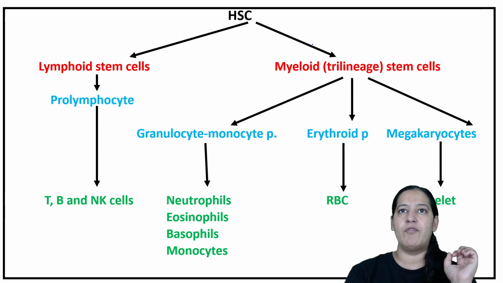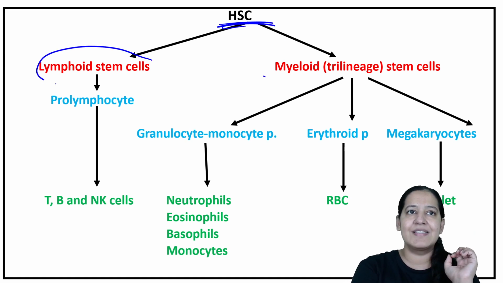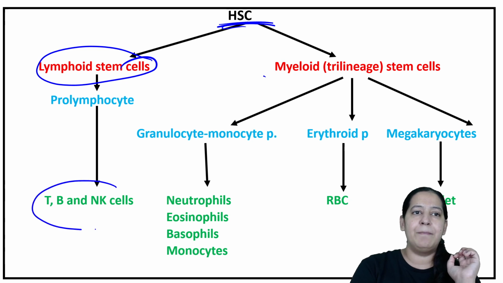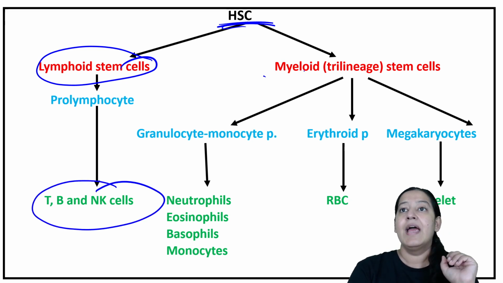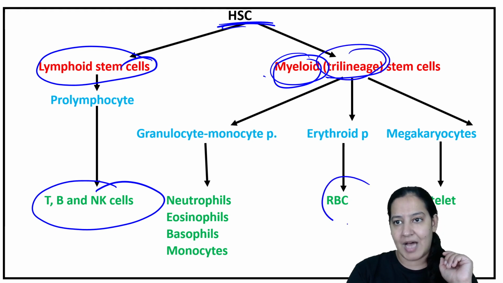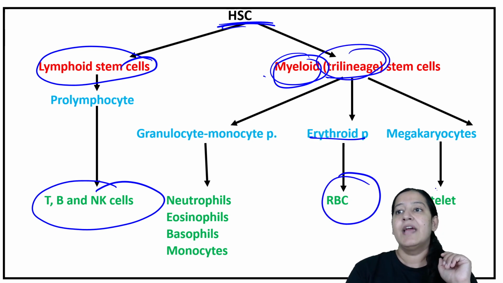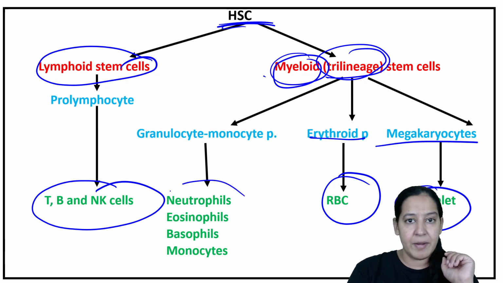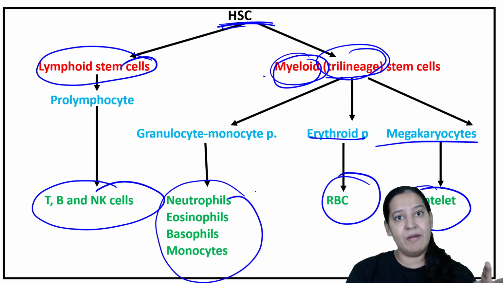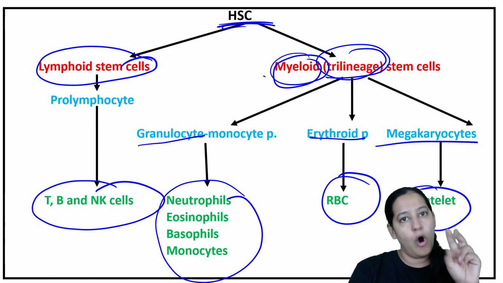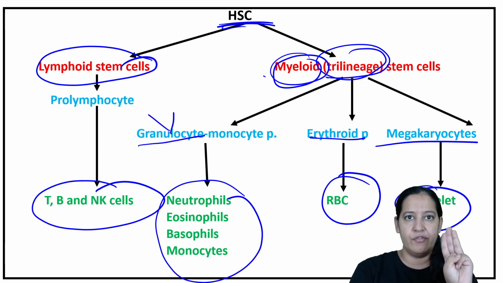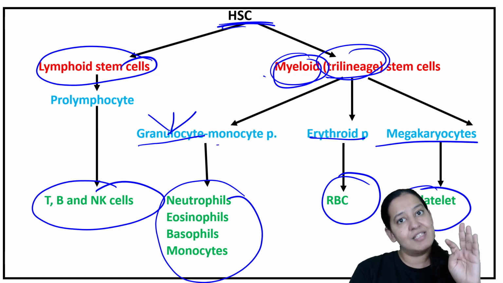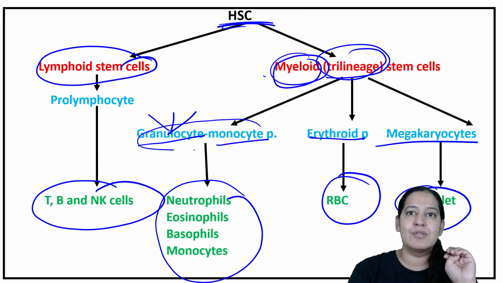So this is the summary till now what I have taught you. So hematopoietic stem cell, 2 stem cells are formed. Lymphoid stem cell which gives rise to T and B lymphocytes and natural killer cells. And myeloid stem cells which are known as trilineage stem cells. It forms RBCs in erythroid series. It forms platelets in megakaryocyte series and it forms the remaining 4 types of WBC except lymphocytes. That is granulocytes, all 3 granulocytes, neutrophil, eosinophil, basophil. And from agranulocyte, it is monocyte. That's why it is known as granulocyte monocyte series.